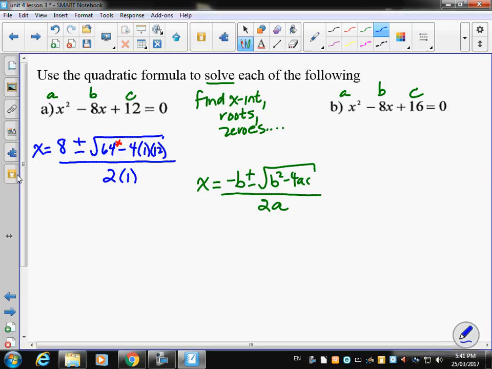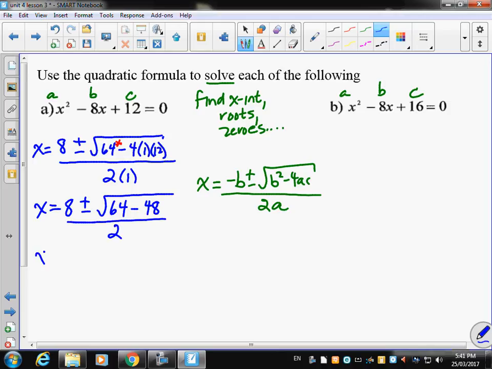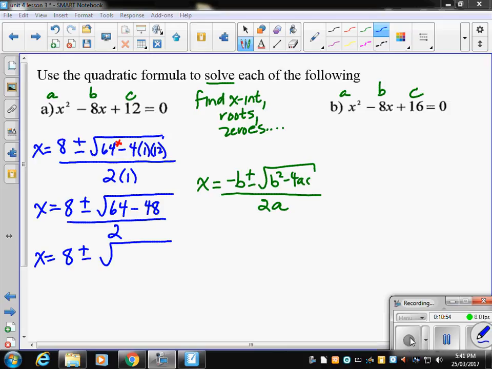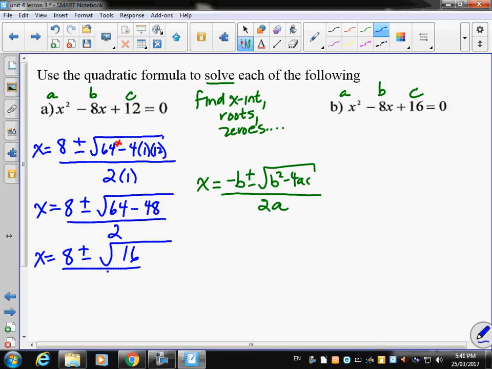All right. Line 2. X equals 8, add or subtract. Let's figure out what's under the root sign. So it is 64, subtract 4 times 1 times 12. Well, 4 times 1 is 4. That's easy. 4 times 12 is 48, over 2. All right, x, add or subtract. 64 subtract 48 is 16. Oh, this is going to be nice. Square root of 16 is a nice number. 8, add or subtract. Square root of 16 is the number 4.